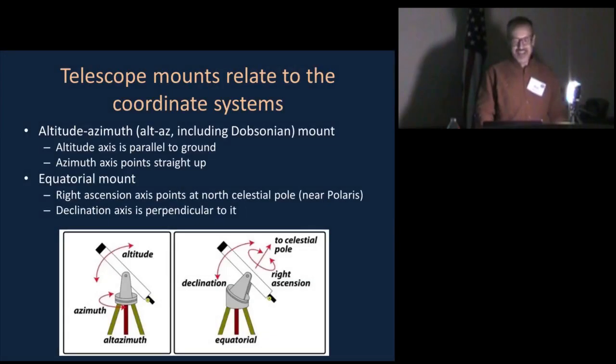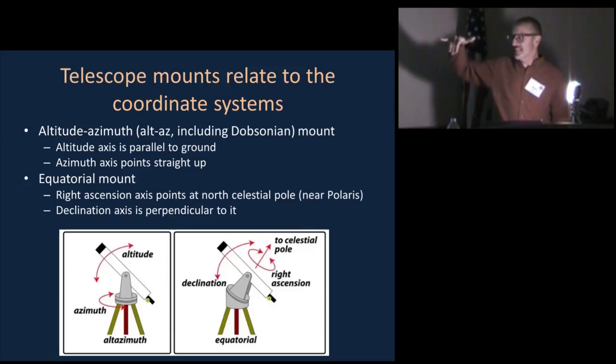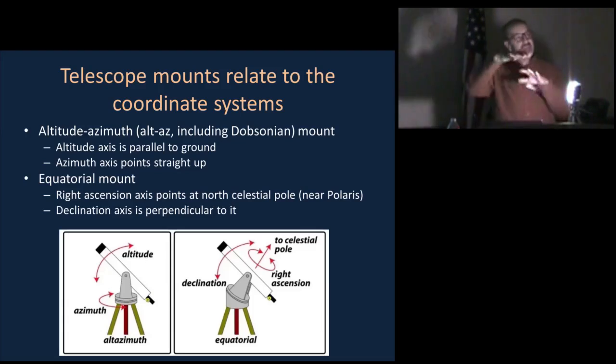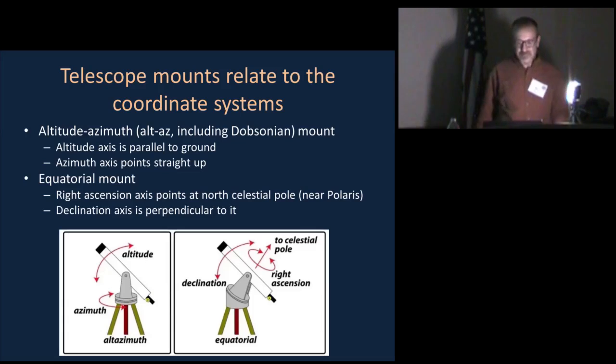If you see here in the diagram on the left, you've got one axis, the azimuth axis, that is pointing essentially straight out of the ground, and you have that altitude axis. That pivot is essentially parallel to the ground. So everything is relative to the ground where you're standing right now.